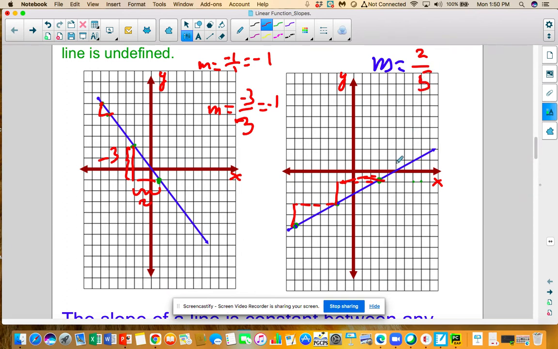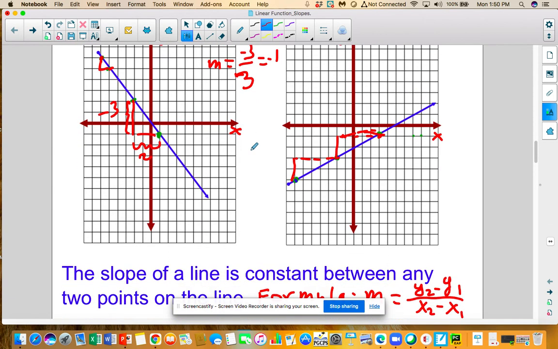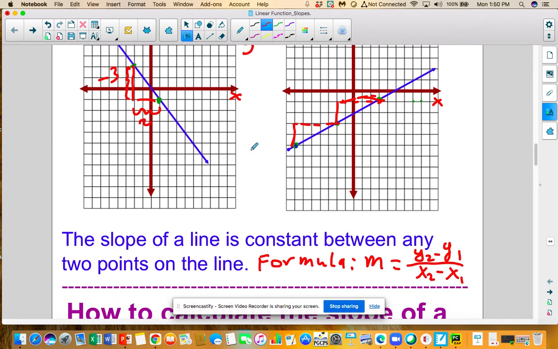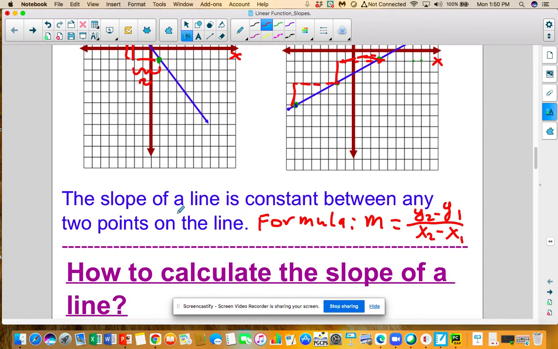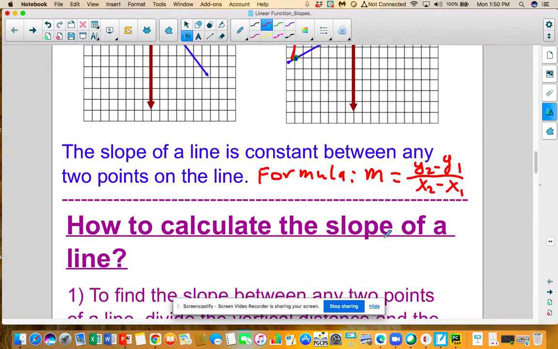Of course, you can find the coordinates of this point right here and use the formula to find the slope of these lines, just for you to get used to algebraically finding the slope of lines. Just remember, the slope of a line is constant. That means it's the same between any 2 points on the line. Again, here is the formula to find algebraically the slope of the line.